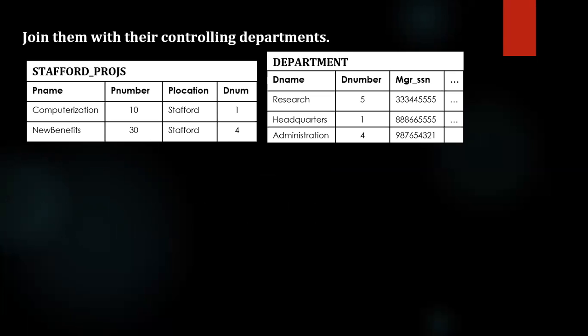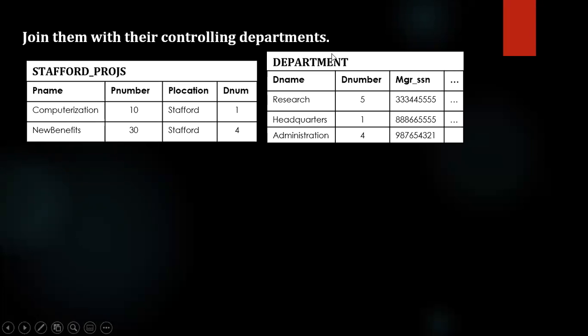So now I need to join. Again here we need to decide the joining attribute. So what is the joining attribute here? Now your joining attribute is D number. I can join these two tables with the help of D number. Then we can get the departments which are controlling these two projects.